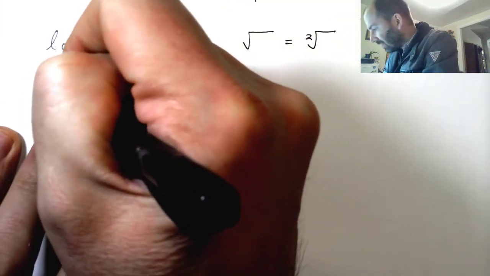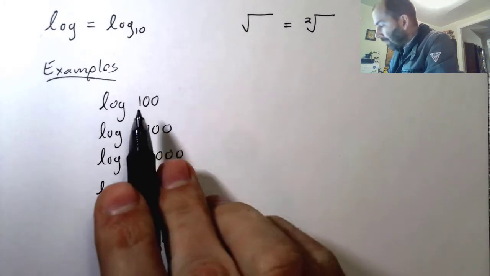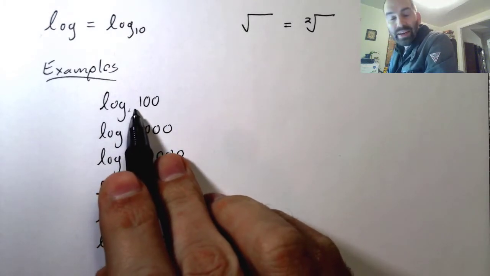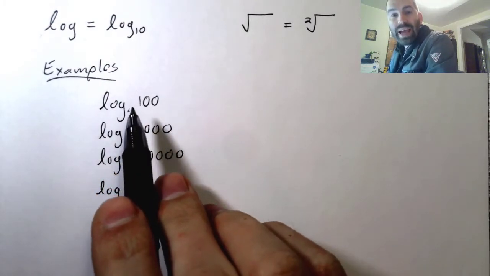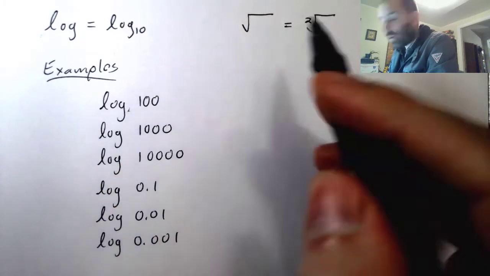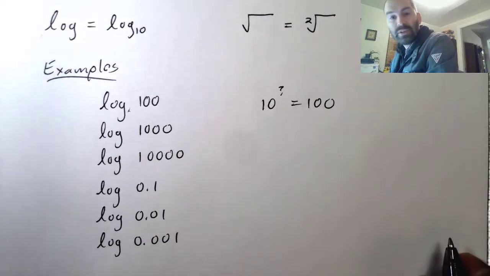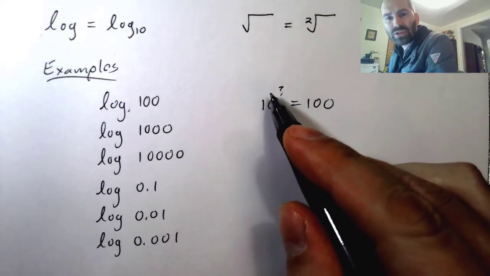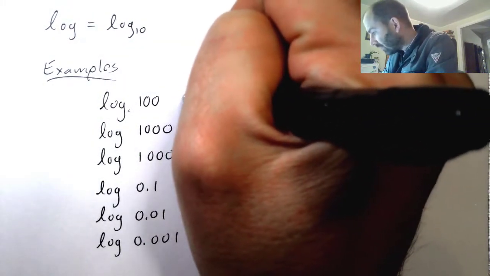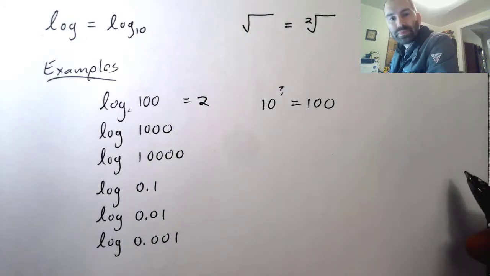Okay, so let's look at some examples here. Remember, the implied base here is a 10. So I'm thinking, what's the exponent on 10 that gives 100? In other words, 10 to the what equals 100? Well, I know that 10 squared gives 100, so this is equal to 2.